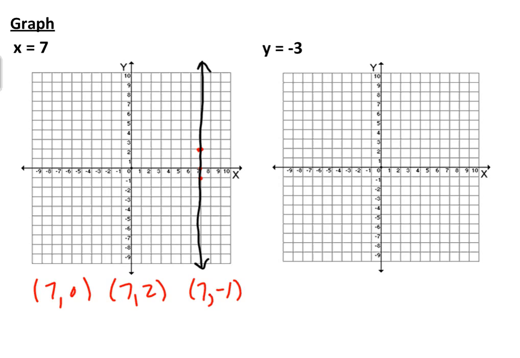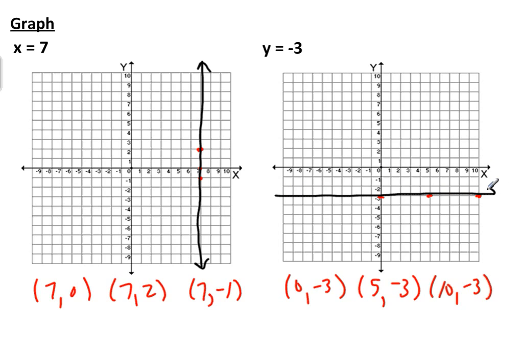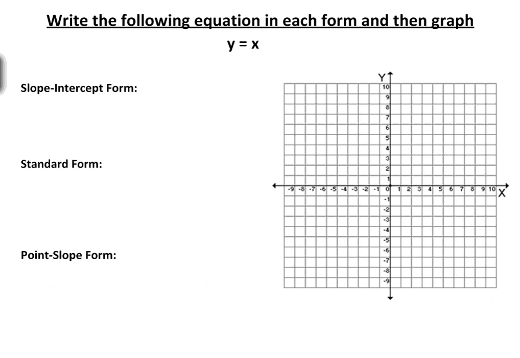If we come over here and they tell us y equals negative 3, and I know I'm graphing a line, that means that y is always negative 3. So I can do 0, negative 3; 5, negative 3; 10, negative 3. So now I'm going to graph it: 0, negative 3; 5, negative 3; 10, negative 3. And that might help you have some points. So now you can draw your horizontal line, where every single point on this line has a y value of negative 3.